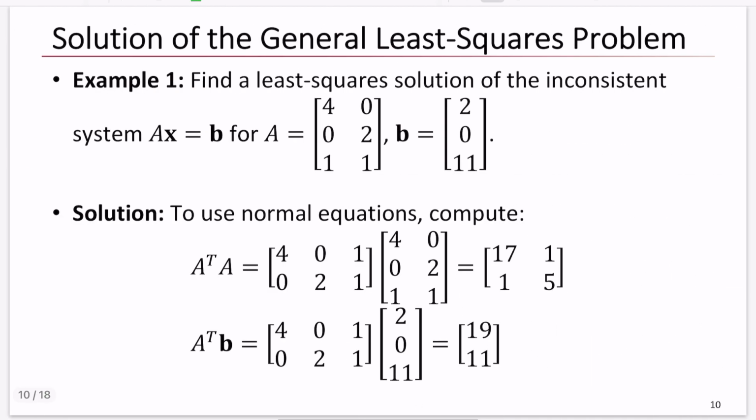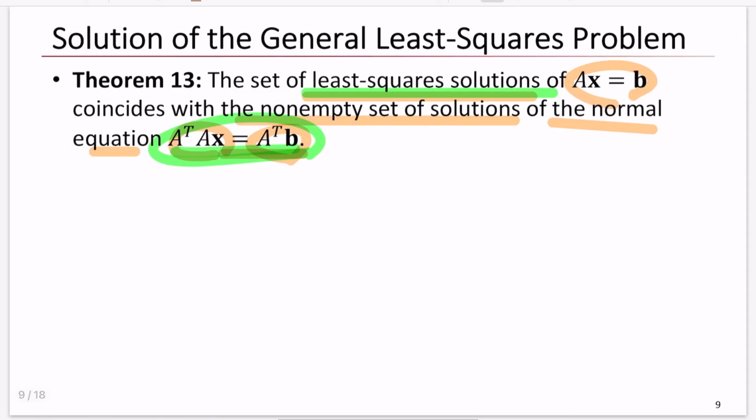Right, here's the example. Let's do it together. First of all, you have Ax equals b, where A is a 3 by 2 matrix like this, and b is a 3 by 1 matrix. Let's find the least squares solution for this inconsistent system. You can easily check whether this system has a solution or not, which was our topic before the midterm exam. Today let's use the normal equation A transpose A x equals A transpose b.